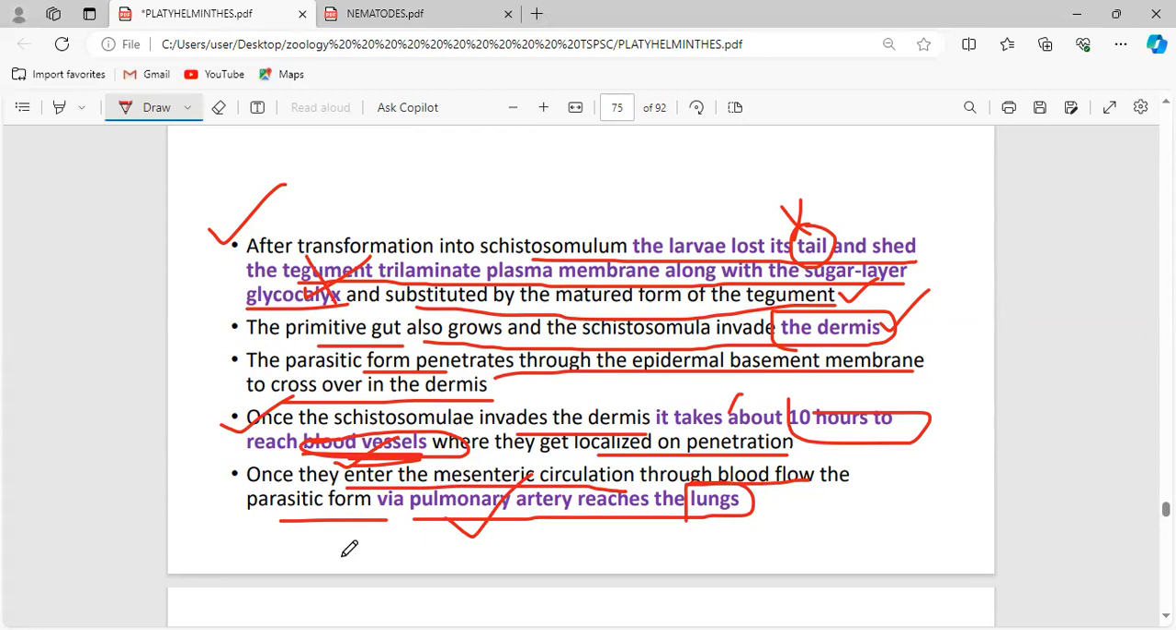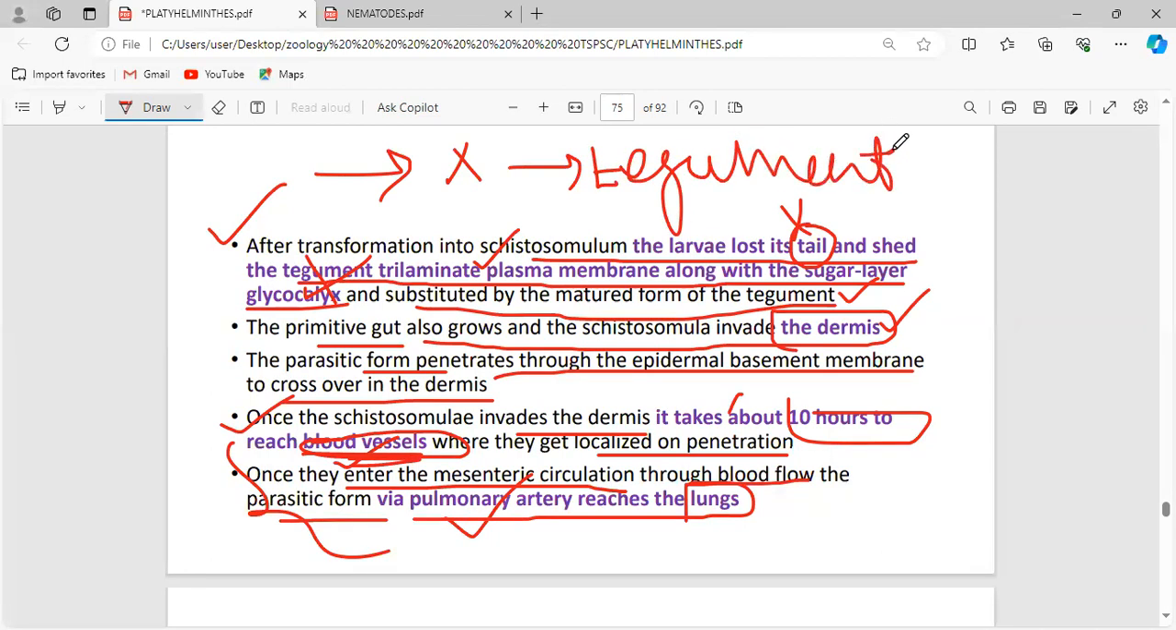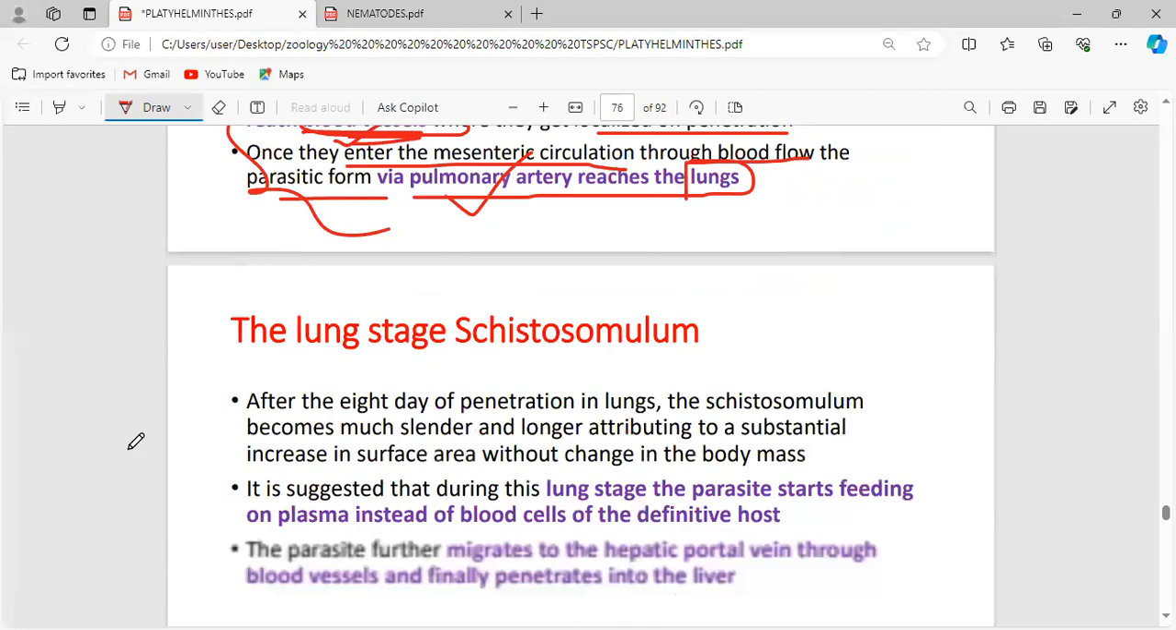These are extra important points, but what you have to remember is that once it enters the body, it loses its tail and also the trilaminate plasma membrane, and it is replaced by the matured tegument. This is the point you have to remember. From there, they reach the blood vessels, and after the blood vessels, they reach the lungs. This is the only point you have to remember.